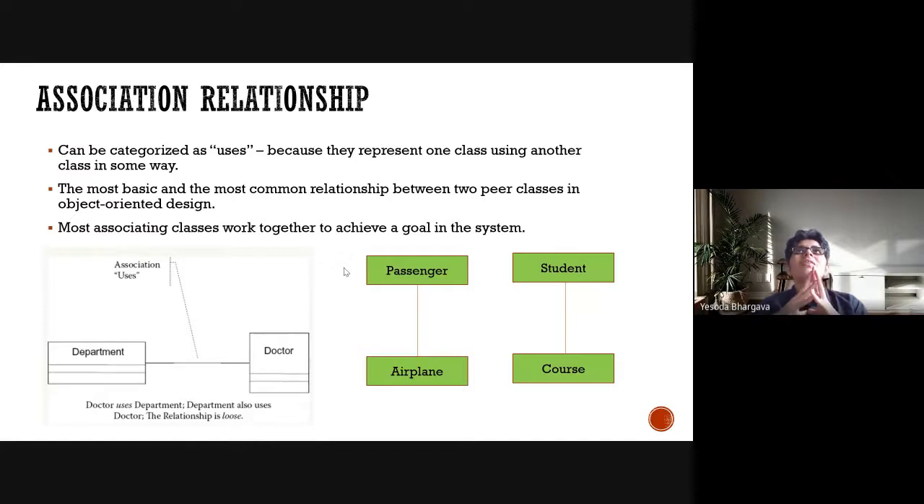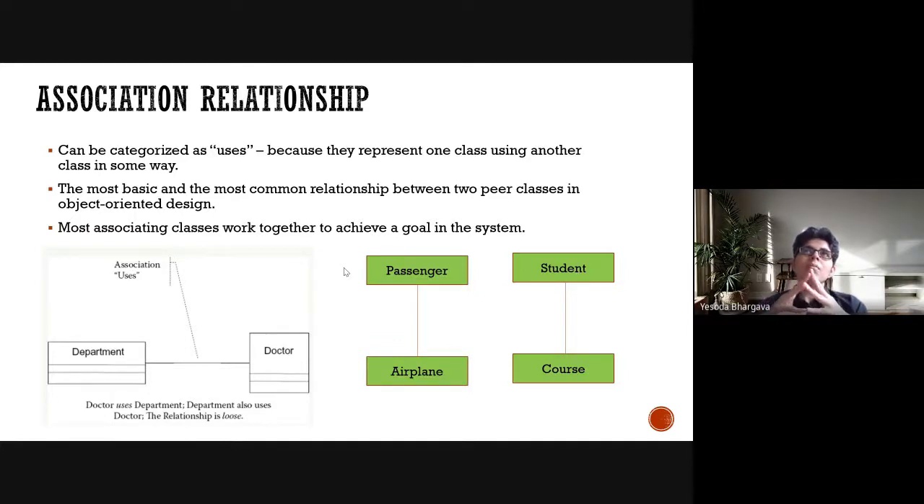There are different ways to look at the association relationship. There are different connotations provided to it. It can be categorized as uses, so basically one class uses another class. That is one way to explain association relationship. The other way could be that one class contains the other class. This is the most basic type of relationship. Association, aggregation, and composition are the three kinds of relationship that can happen between classes.